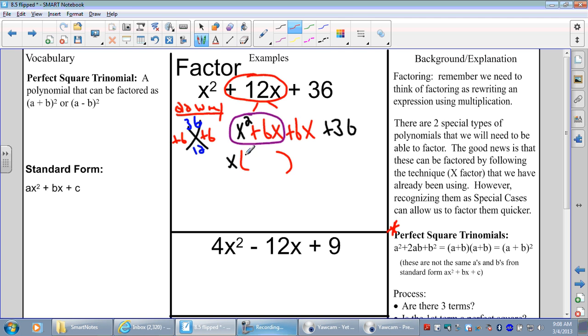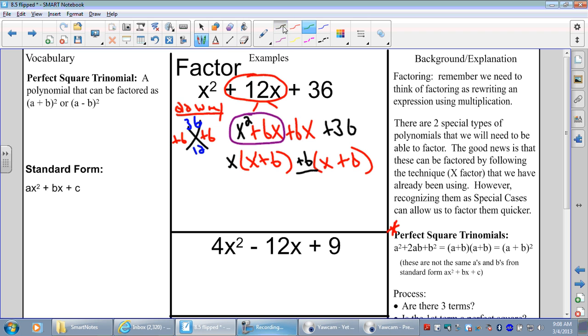Well, I'd have to do x times x to get my x squared, and I'd have to do x times a positive 6 to get my 6x. And then last week, of course, I encouraged you to immediately rewrite this and then ask yourself, is there anything that goes here that would give me these two terms? And if I put a positive 6 there, 6 times x gives me 6x, and 6 times 6 gives me 36.